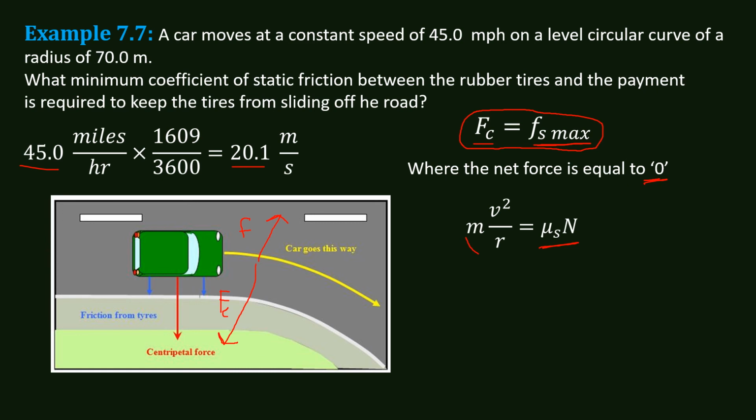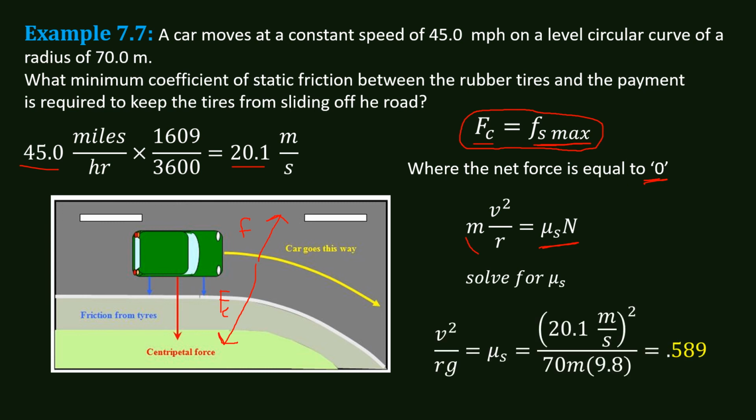And so now we're going to solve for mu, the coefficient of static friction, and we just plug in the values, and we get 0.589. That is our mu value, the coefficient of friction between the tires and the road has to be, to enable the car to travel at a constant speed of 45 miles per hour on a level circular curve of a radius of 70 meters.